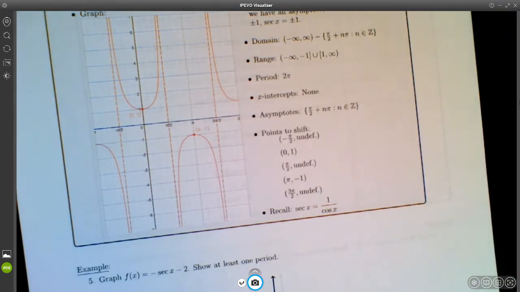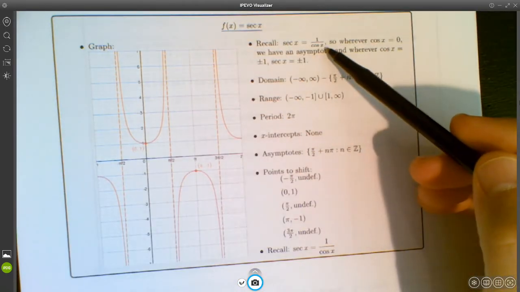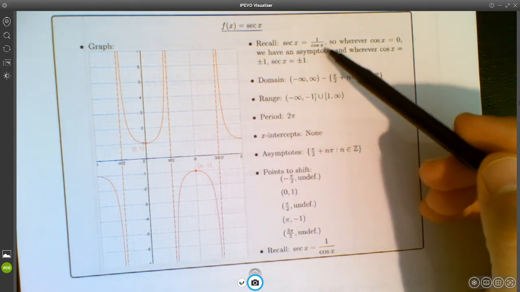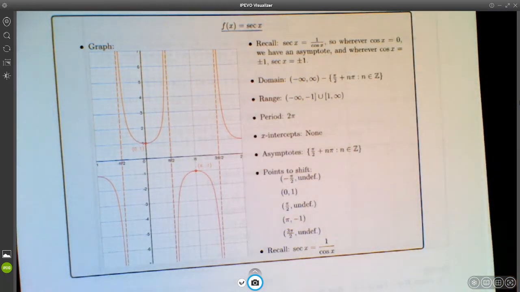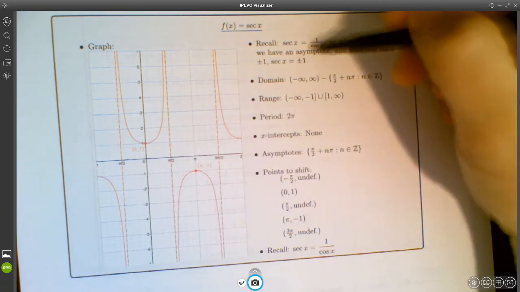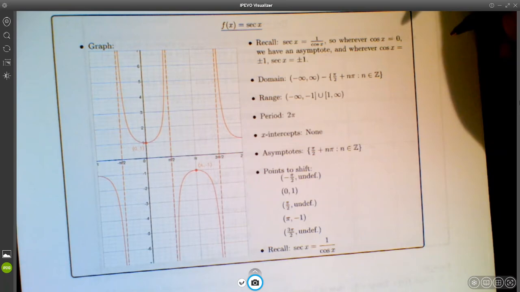Last two functions, the secant and cosecant. These are also pretty well understood if you think about them through the lens of their reciprocal functions. So secant is really 1 over cosine, which tells you that you're going to have asymptotes whenever cosine is 0. You're going to have asymptotes whenever cosine is 0, and secant is going to be 1 whenever cosine is 1. It's going to be -1 whenever cosine is -1.